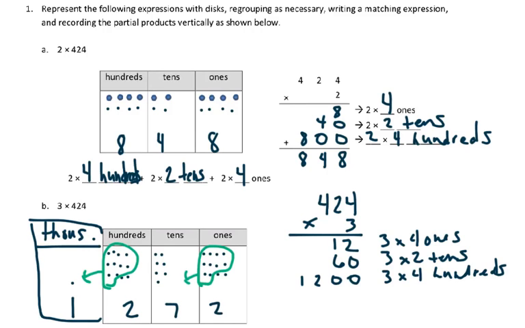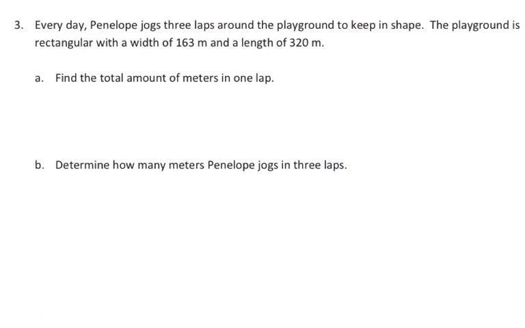Now we're going to look at question number 3, and it says, every day Penelope jogs 3 laps around the playground to keep in shape. The playground is rectangular with a width of 163 meters and a length of 320 meters. So let me just try to do that. I have a length of 320 meters and a width of 163 meters. This is a rectangular playground.